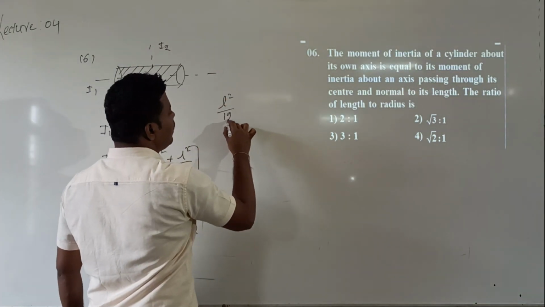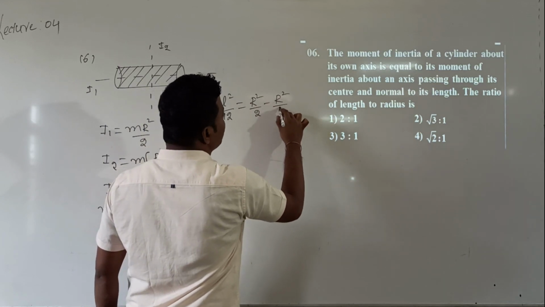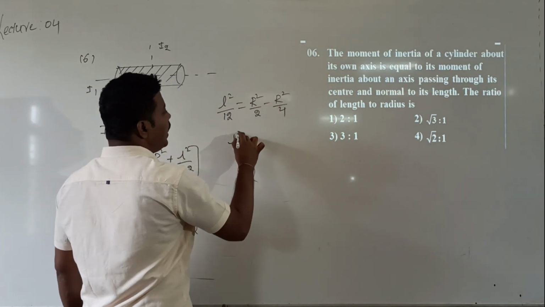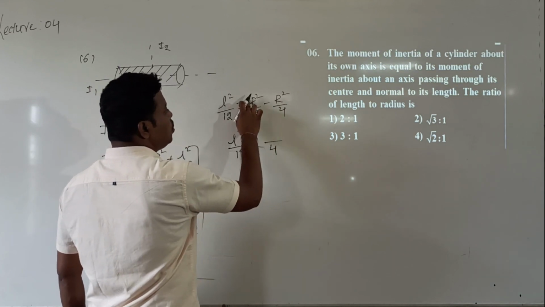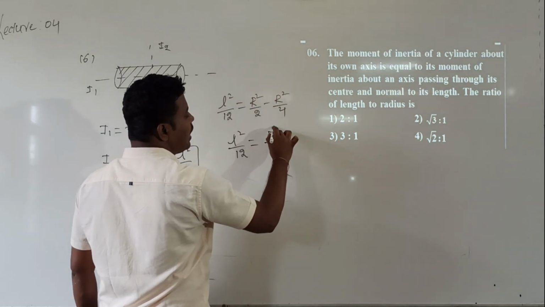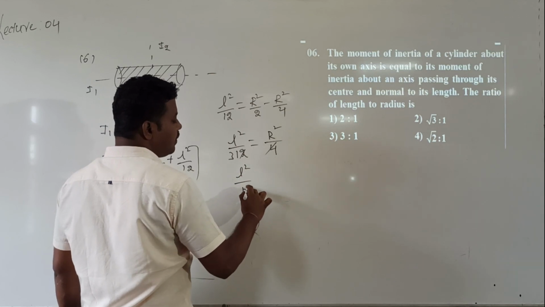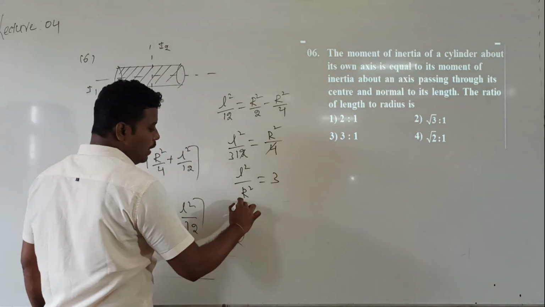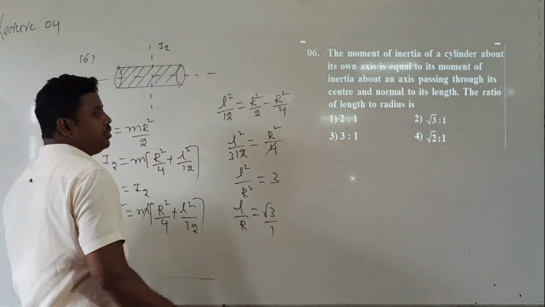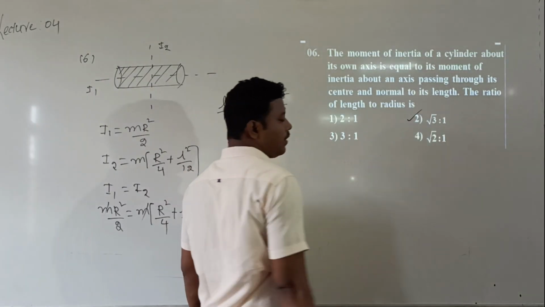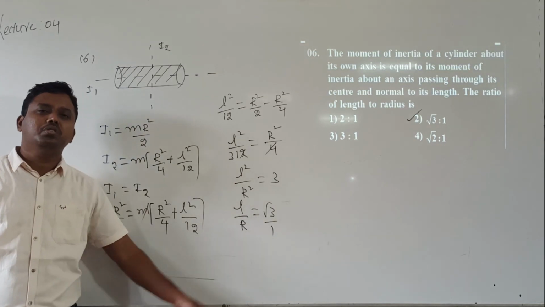Then L square by 12 is equal to r square by 2 minus r square by 4. Taking the LCM as 4, we get 2 r square minus r square, that is r square, over 4. So L square by 12 equals r square by 4, and L square by r square will be equal to 3. What is L by r? L by r is equal to root 3 by 1. So what is the ratio? Root 3 is to 1. That is the ratio of length to radius. So L by R ratio is root 3 is to 1.